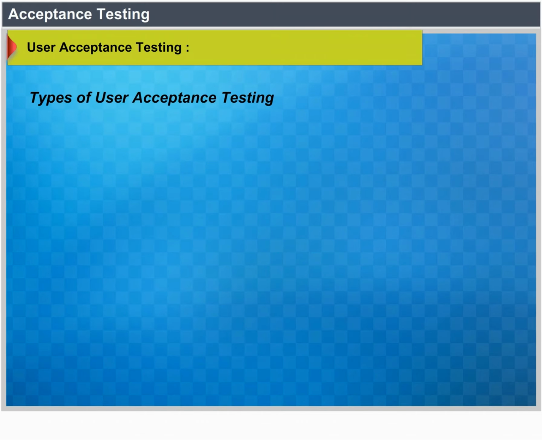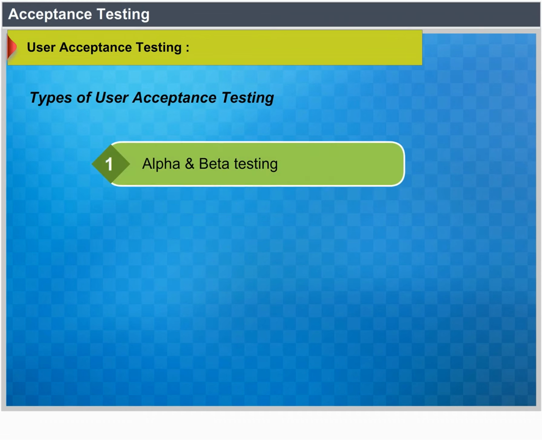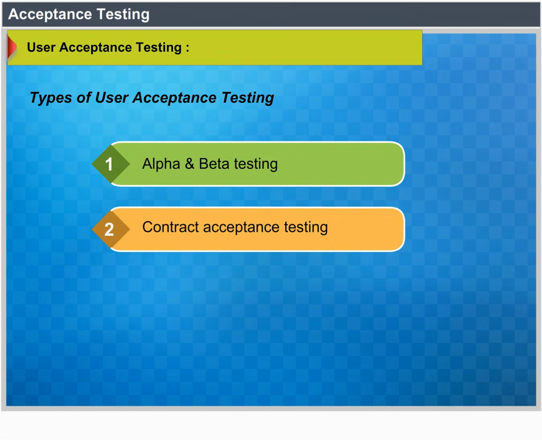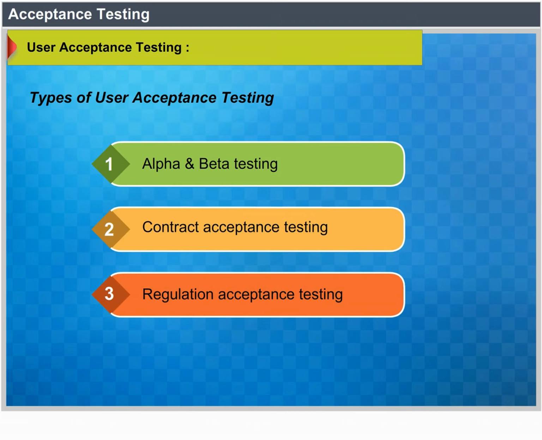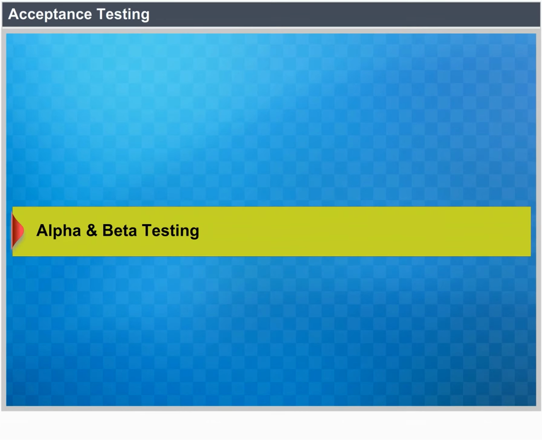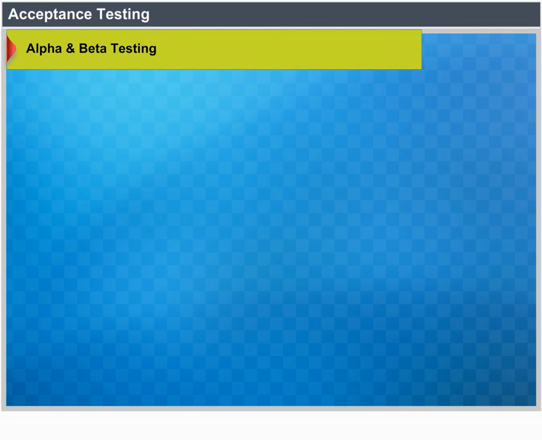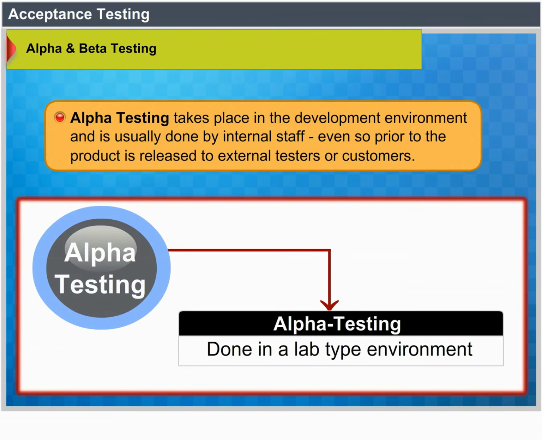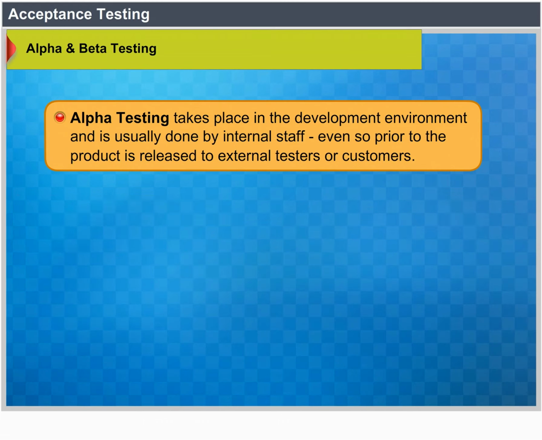Types of user acceptance testing: alpha and beta testing, contract acceptance testing, regulation acceptance testing, operational acceptance testing. Alpha and beta testing. Alpha testing takes place in the development environment and is usually done by internal staff long before the product is even released to external testers or customers.